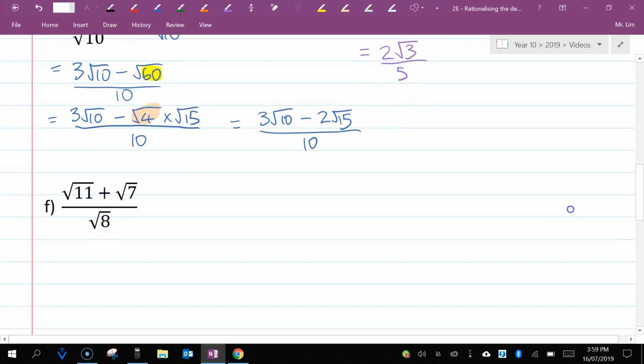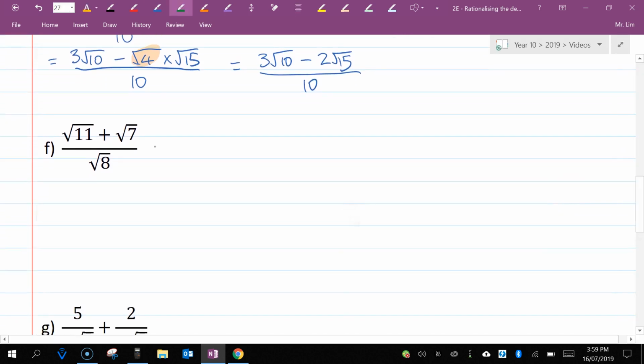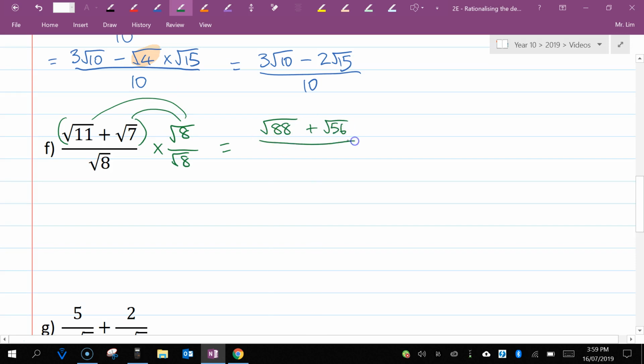Question F, same thing. Okay, we're going to multiply this by root 8 over root 8. So remember, this is in brackets. Root 11 times root 8 is root 88. Root 7 times root 8 is root 56. Root 8 times root 8 is just 8. Okay, we got rid of the third in the denominator.